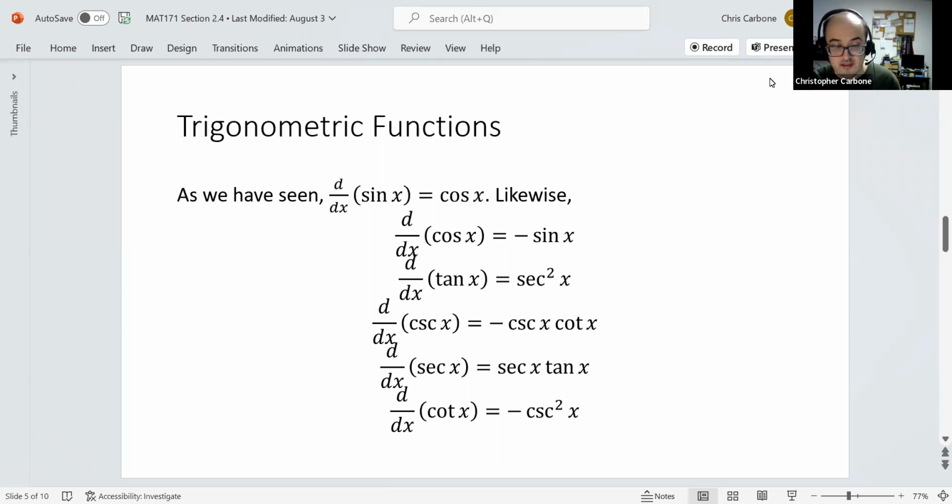With regards to the other trigonometric functions, the derivative of the cosine of x with respect to x is negative sine of x. The derivative with respect to x of the tangent of x is equal to the secant squared of x. The derivative with respect to x of the cosecant of x is the negative cosecant of x times the cotangent of x. The derivative of the secant of x with respect to x is the secant of x times the tangent of x. And the derivative with respect to x of the cotangent of x is the negative cosecant squared of x.